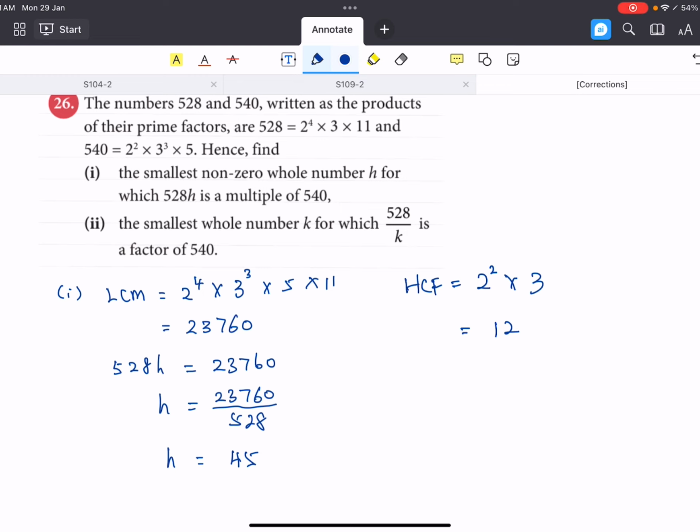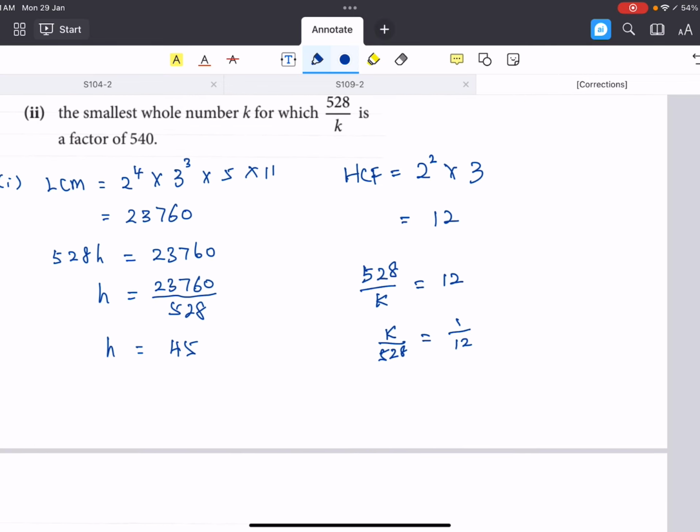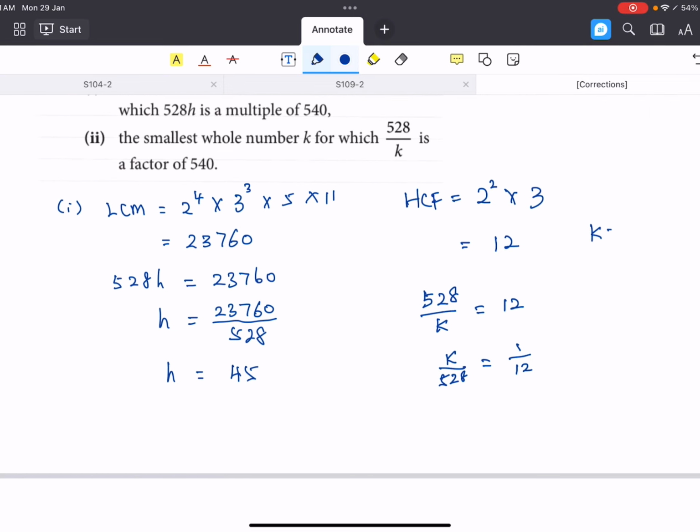So 528 over k equals 12, right? So k over 528 equals 1 over 12. So from here, k equals 528 over 12. Let's pull out the calculator, 528 divided by 12, 44, right? So we got our H and K.